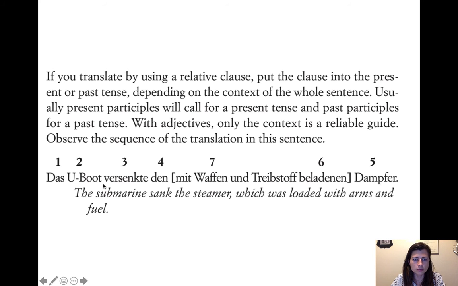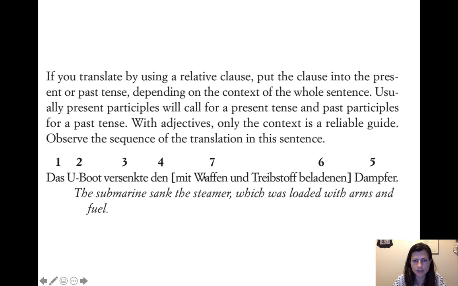So, das U-Boot versenkte den mit Waffen und Treibstoff beladenen Dampfer. The submarine, das U-Boot, the submarine, versenkte, den, and then steamer is Dampfer. So you have to get Dampfer and bring it back over. That's why these four, das U-Boot versenkte den, we translated that 1, 2, 3, 4. These first four words we translated in the same order in German and in English, right? But then to translate the next word, we're going to get number 5 over here, which is Dampfer. So number 5 is moved over here.